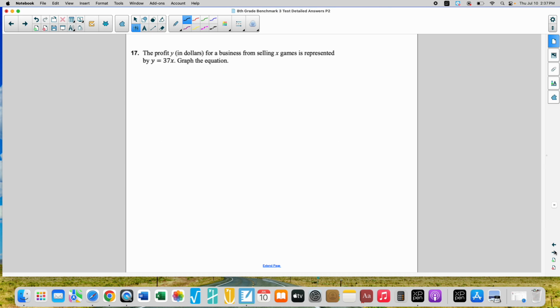Number 17. 17 says the profit, y, in dollars for a business from selling x games is represented by the formula y equals 37x. Let's graph the equation. Well, we would want to find some points. 0, 0; 1, 37; 2, 54; 3, 91; 4, 108.